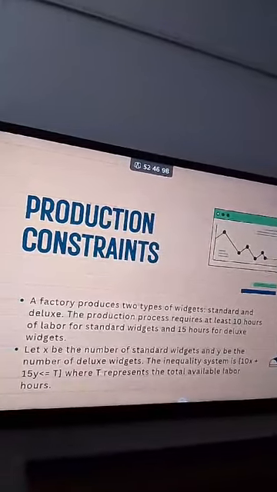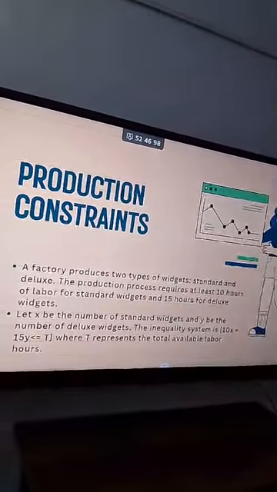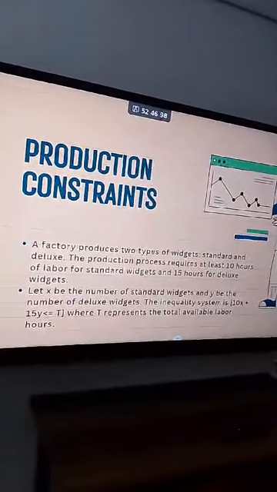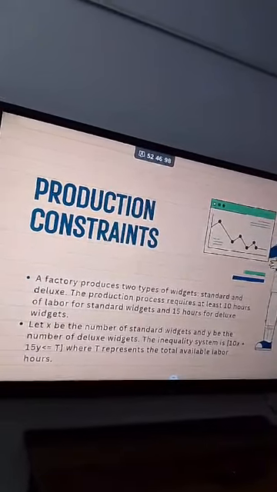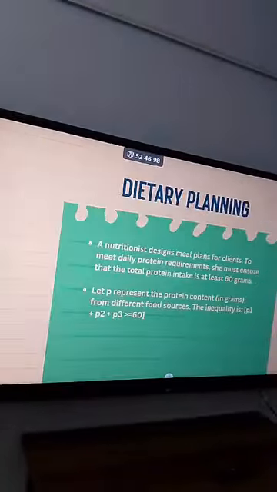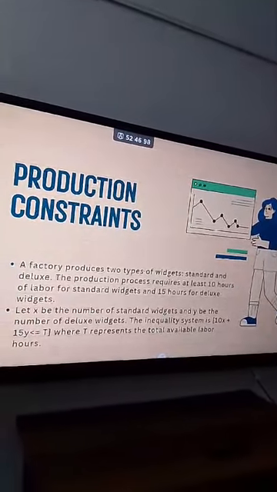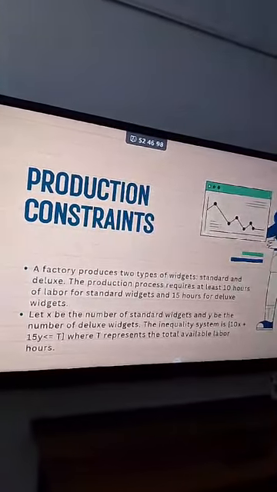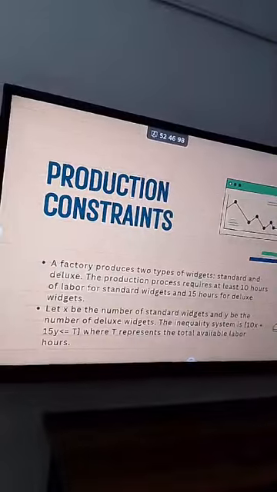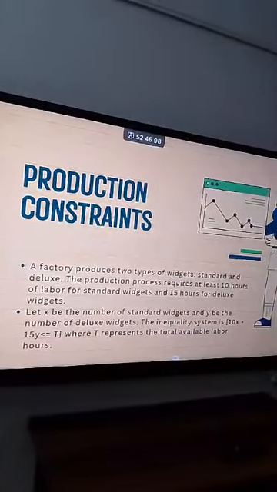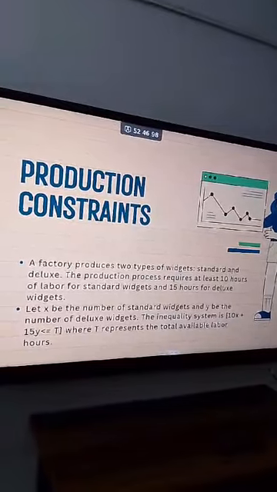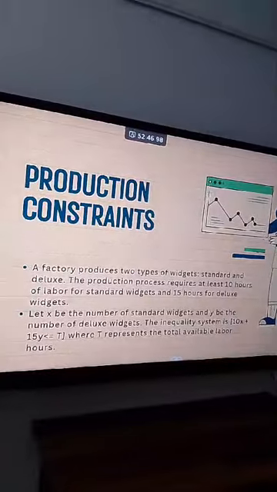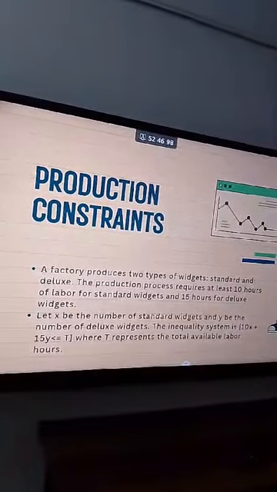Production constraints. A factory produces 2 types of widgets, standard and deluxe. The production process requires 10 hours of labor for standard widgets and 15 hours for deluxe widgets. Let x be the number of standard widgets and y be the number of deluxe widgets. The inequality is 10x + 15y ≤ T, where T represents the total available labor hours.